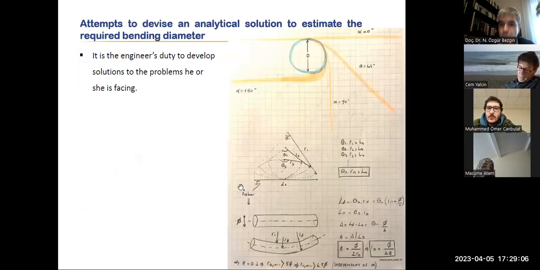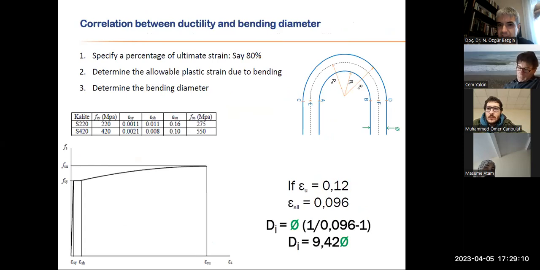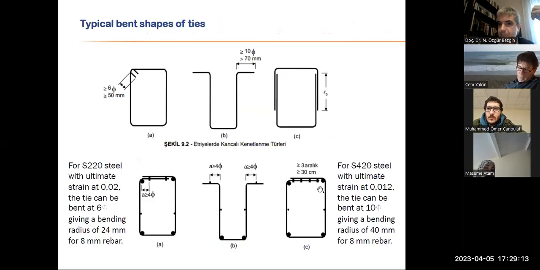So whenever we do a reinforced concrete cage design, we are doing a plastic design. Whenever we are constructing these, we are doing a plastic design, even at this stage. If I'm composing these from S220, I can bend it at 6 phi. If the diameter is 8 millimeters, the bending radius is 24 millimeters, and I can fit it very nicely inside my beam. But if this steel is 420, then I may need to bend it around 10 phi, which is 5 times the diameter of the rebar for the radius. Then the bending radius should be 40 millimeters. So the problem with this is that I may have a difficulty fitting it inside my reinforced concrete formwork.